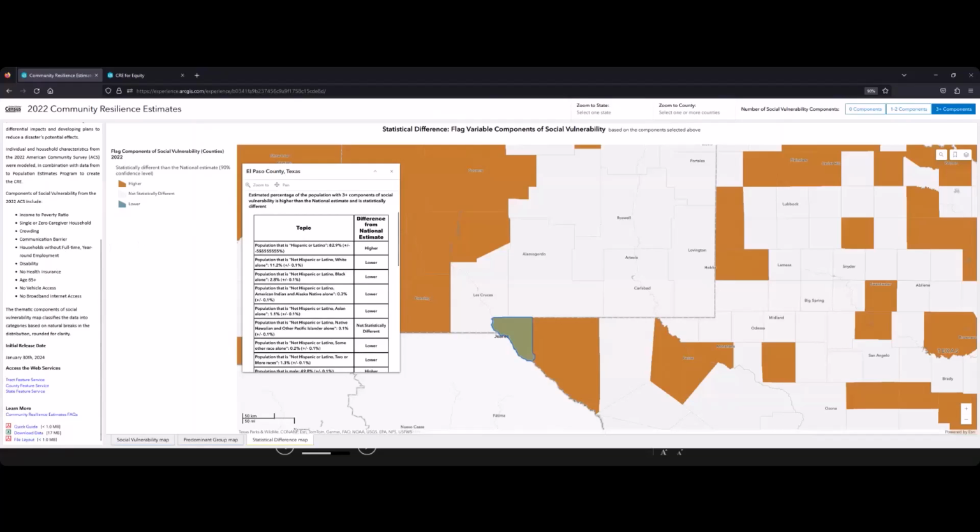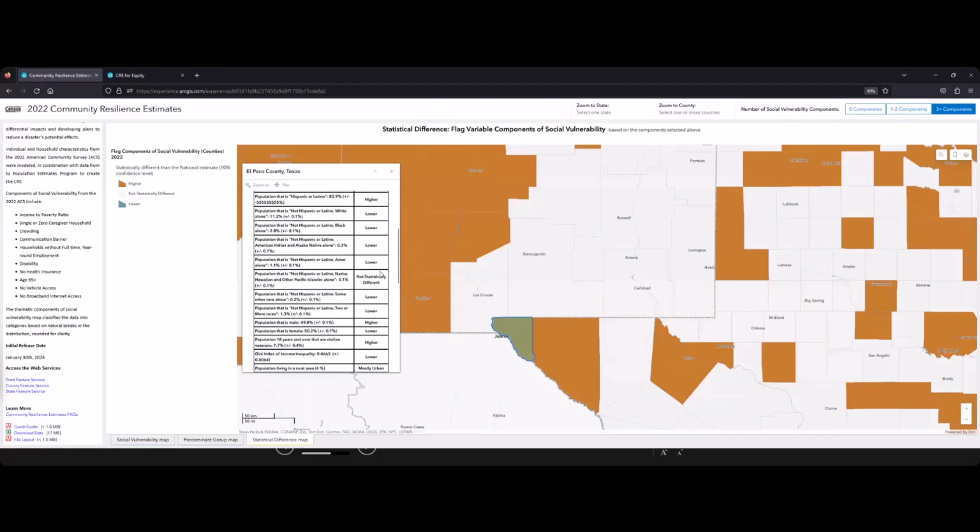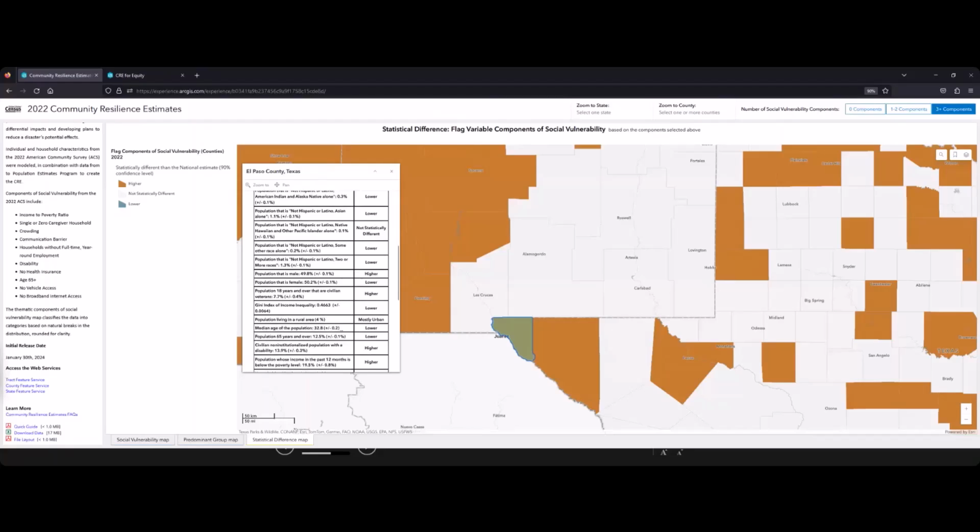So for example, the population that is Hispanic or Latino in El Paso County is estimated at 83%, which is higher than the national estimate. And of course, this makes sense considering the geographic location of El Paso County. If we scroll down through this table, we see the population that is 65 years and over in El Paso County is estimated at 12.5%, which is lower than the national estimate.